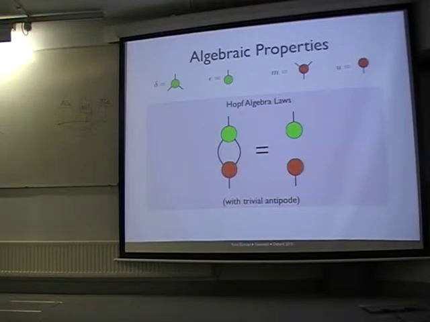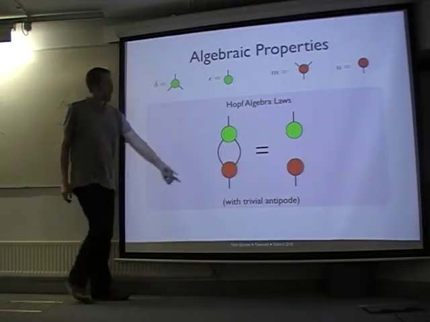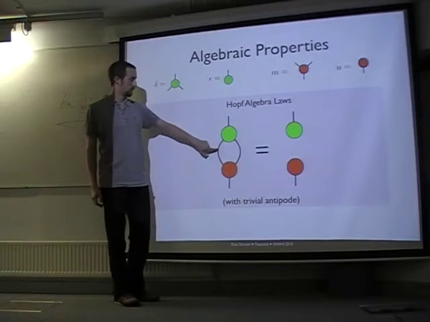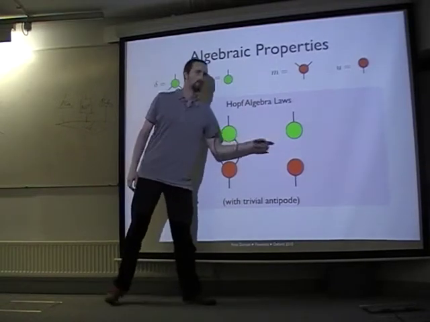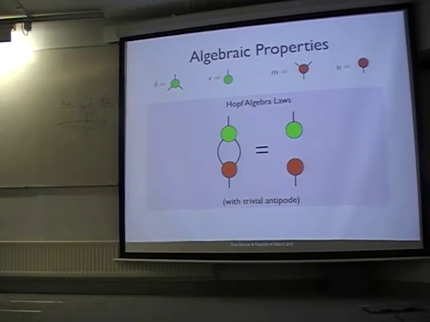More importantly, you also have this Hopf algebra structure where the antipode is trivial. So whenever I have parallel lines between a green and red dot, I can remove them. Okay? This is just some formal syntax.